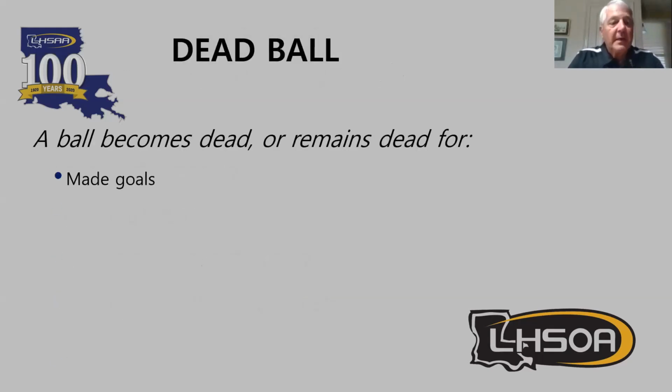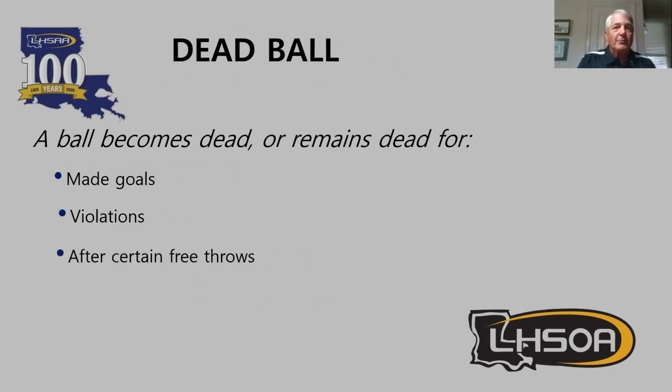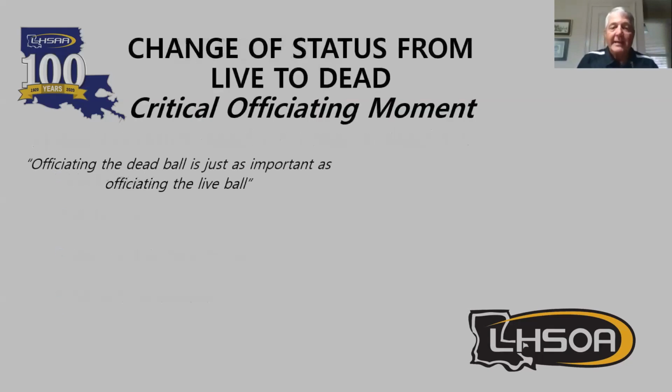A ball becomes dead or remains dead on a made goal. Ball goes into the net, stays there, or comes all the way through. The ball is dead until the next opportunity. A violation occurs: out of bounds, double dribble, traveling. After free throws, which will be followed by a free throw or a throw-in, and when time expires to end the period, with the exception of the try in flight for that ball. So keep that idea in mind.